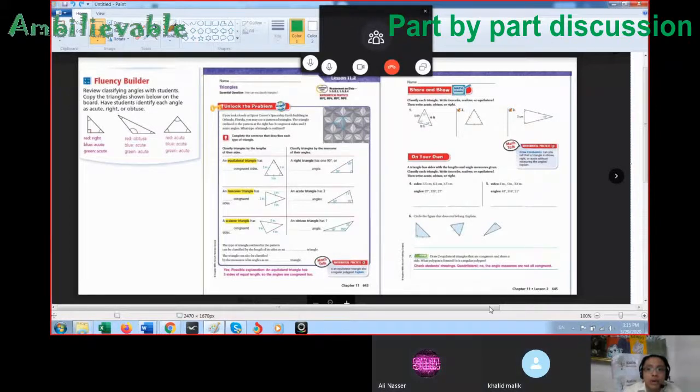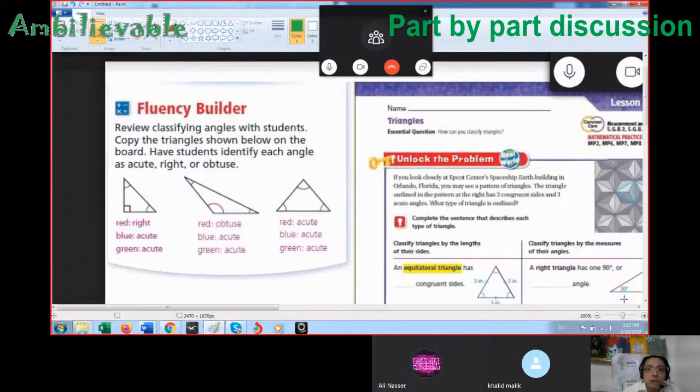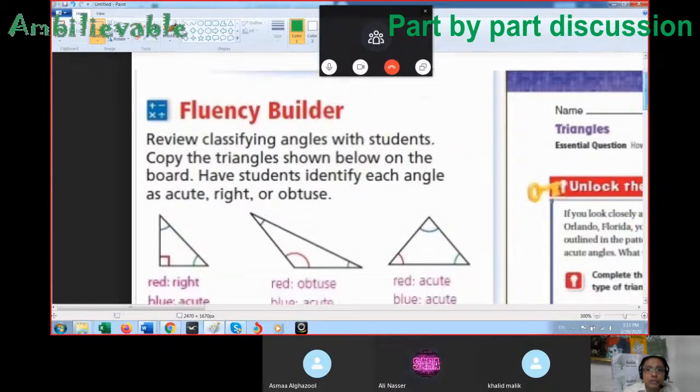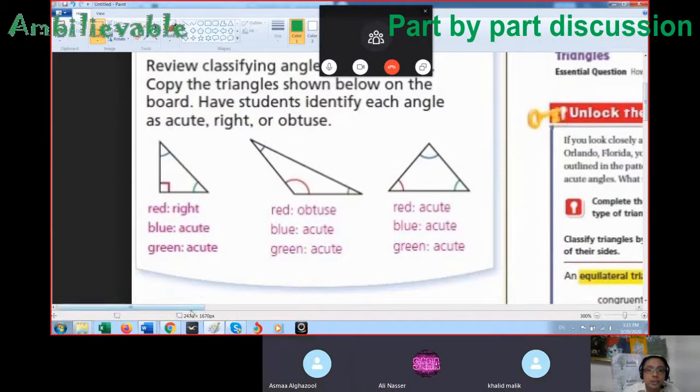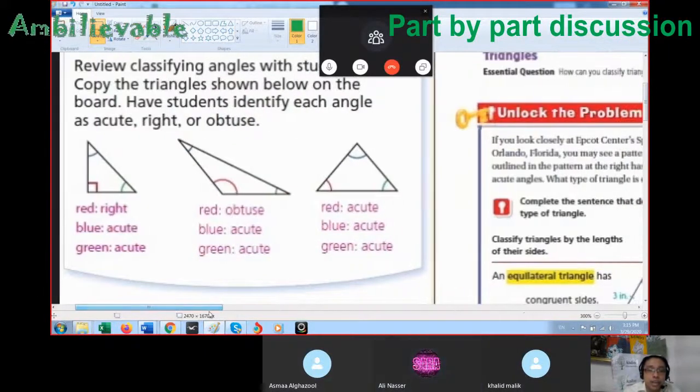Now, look at this one. So when we talk about triangles, okay, look at this one. Omar, do you have your notebook? Yes. Okay, look at this one, okay? When we talk about a triangle, a triangle is a polygon that has three angles, three vertices, and three sides.